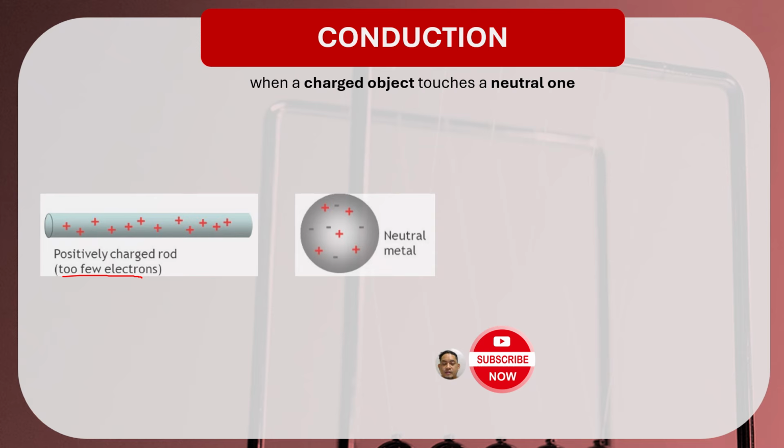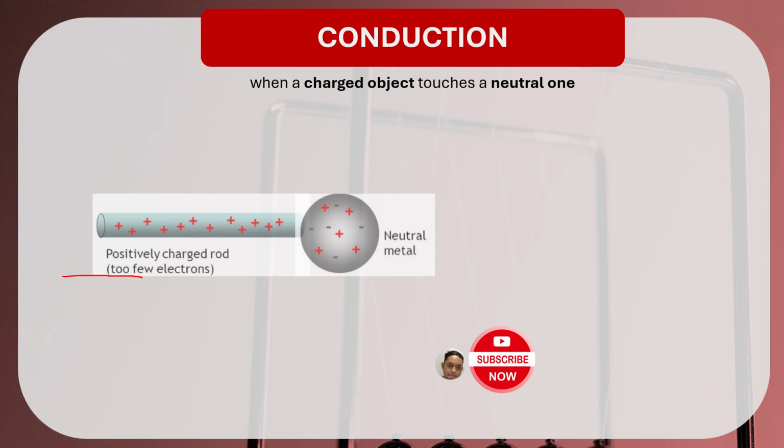That's a neutral metal, the same number of protons and electrons. The goal is to touch the positively charged rod to the neutral metal. And we go back to the definition of conduction: when a charged object touches a neutral one. So these are our two objects needed for conduction to happen. We will touch it directly. There's contact. Of course, it's contact electrification, so direct contact is needed. So what will happen upon contact via conduction when a positively charged object touches a neutral metal? What will happen?